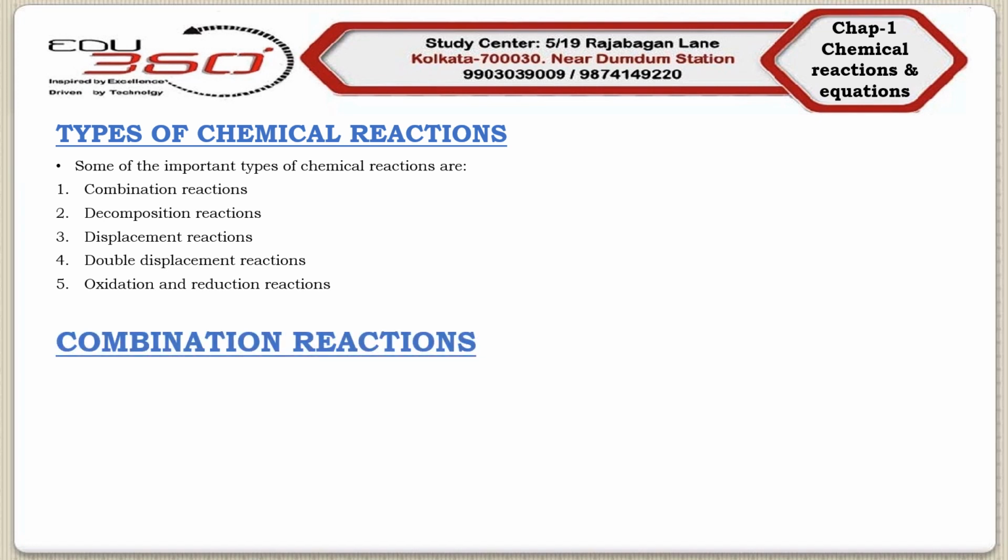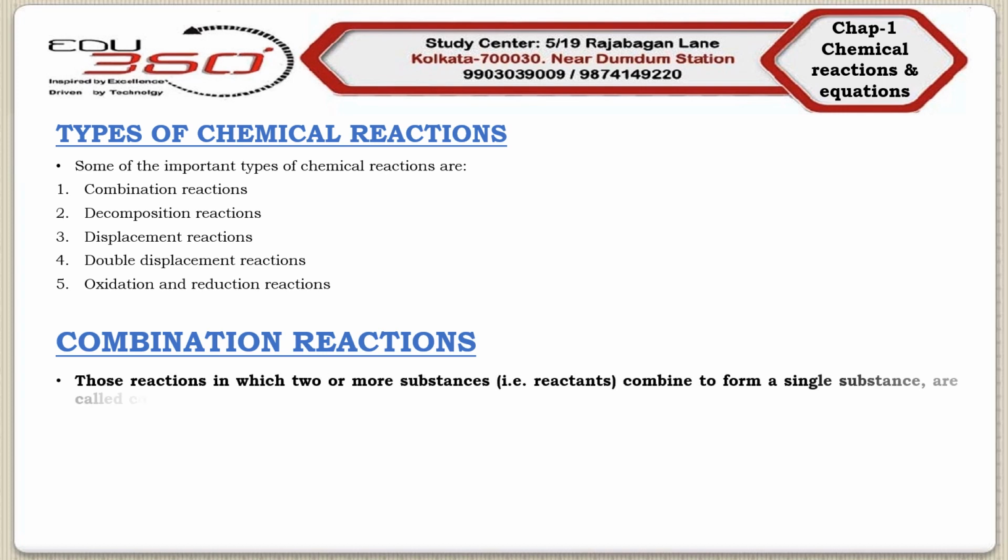Now, what are combination reactions? There are some reactions in which two or more substances combine, and as a result you get a single substance. This type of reaction is known as a combination reaction. So we can say that those reactions in which two or more substances combine to form a single substance are known as combination reactions.